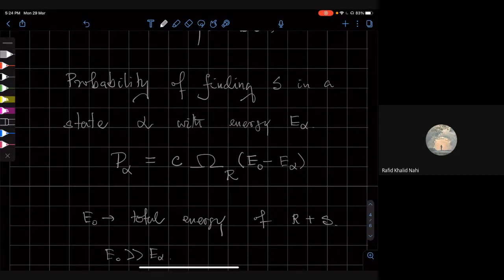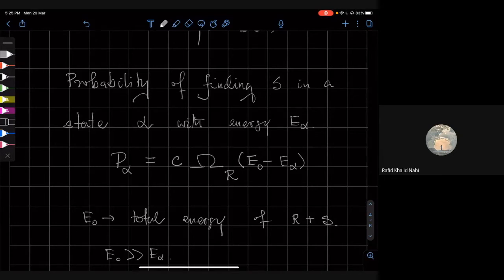E naught is not necessarily constant, right? Aren't we doing the canonical ensemble? Yes, but E naught is constant. So here we are applying the principle of statistical mechanics, right? Because the total energy of the total system is constant. Some of the energy is being exchanged between the system and the reservoir, but the total energy is assumed to be constant. Okay. Yeah, I get it.